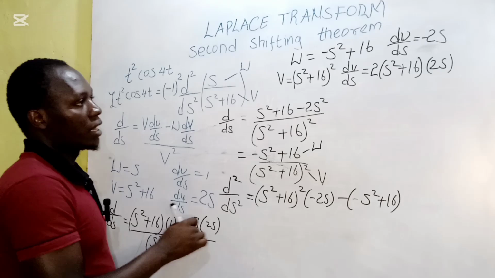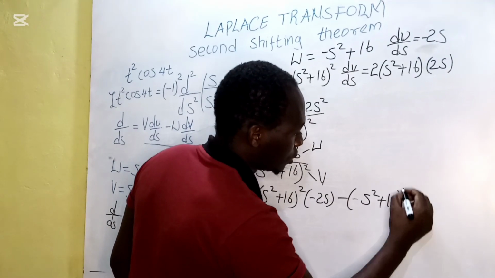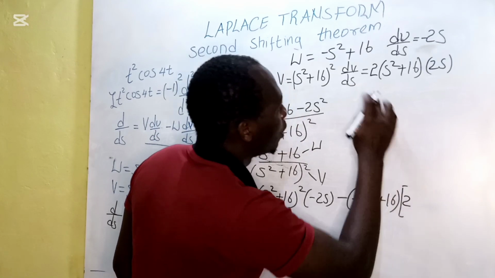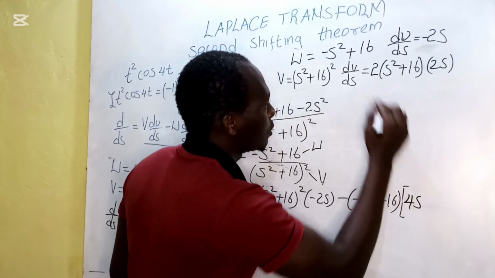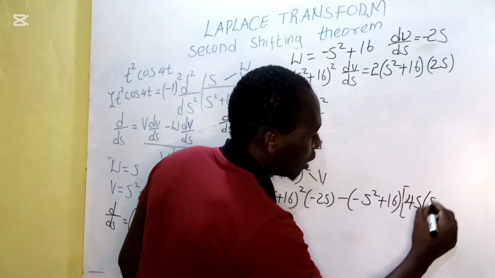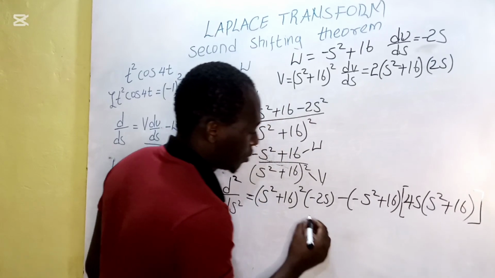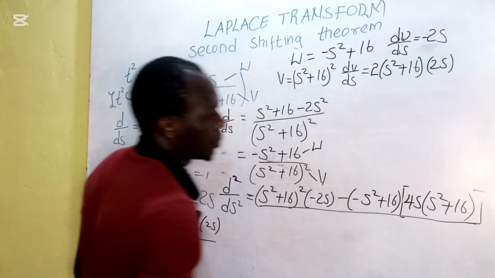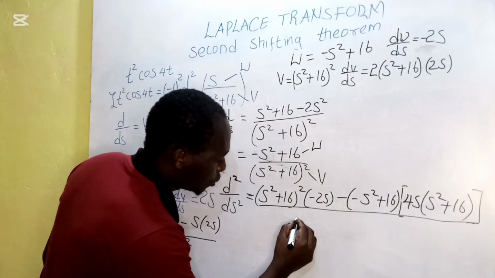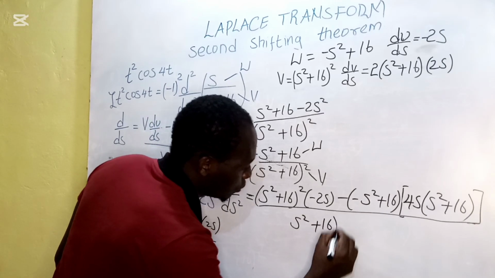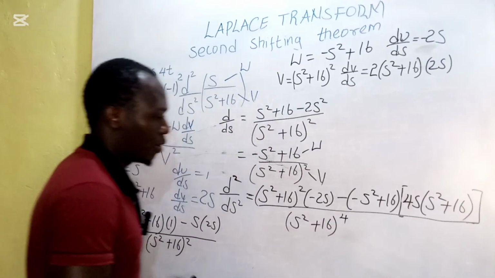dv with respect to ds is equal to, first here I'm going to have 4s into s squared I add 16. And everything is going to be all over v squared. My v squared, I'm going to have s squared I add to 16, but since it was squared, I'm going to have a power of 4.